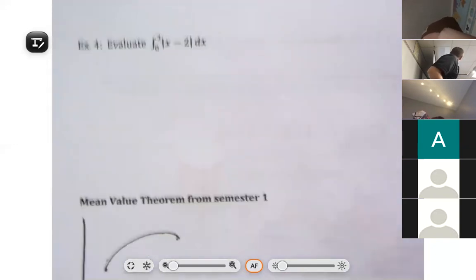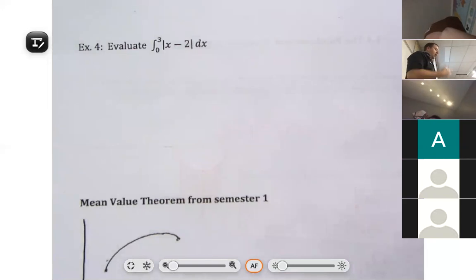All right, next one. So I want to evaluate the integral of the absolute value of x minus 2 from 0 to 3.